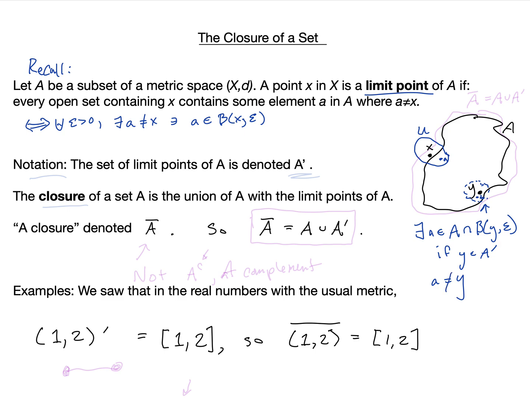Also, we have just some notation. We didn't use this notation before, but the set of limit points of A is denoted A prime. So that's A prime, the set of limit points of A.